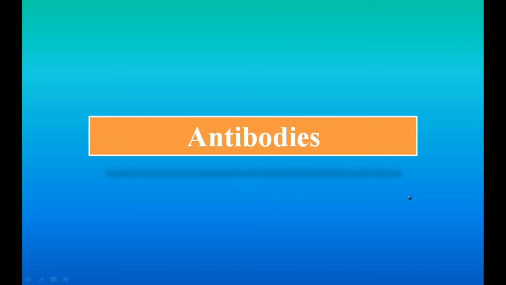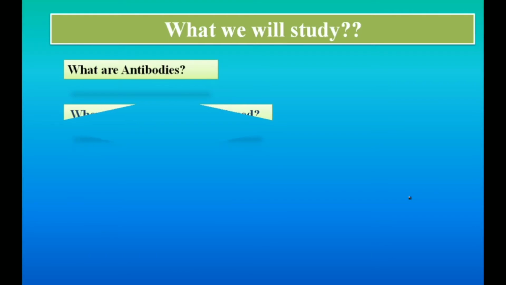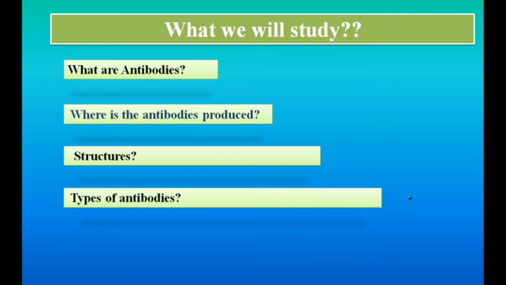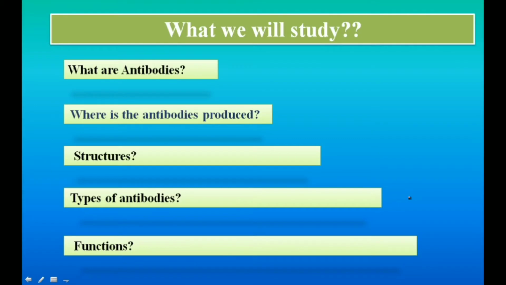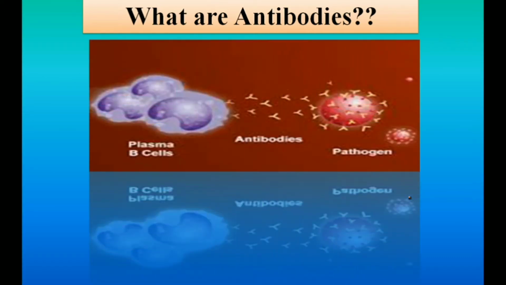Hello friends, we will be studying about the antibodies in this lecture, and we will see what are the antibodies, where are they produced, the structure, the types of antibodies, and finally the function. You know that antibodies are the warriors of our body that help the body to fight against the invading pathogens. They are the globulins, also known as the gamma globulins, which are the key component of our immune system. And these antibodies are usually produced in the B cells.